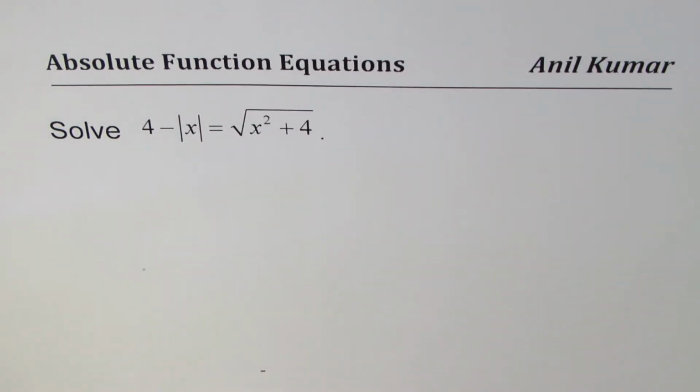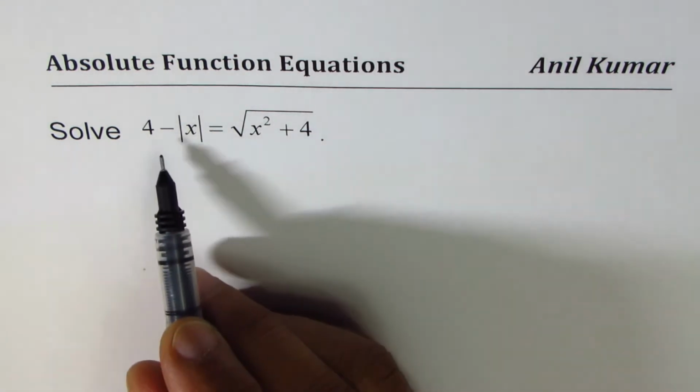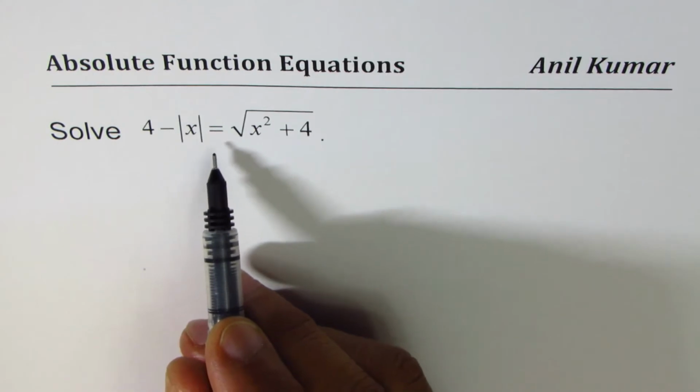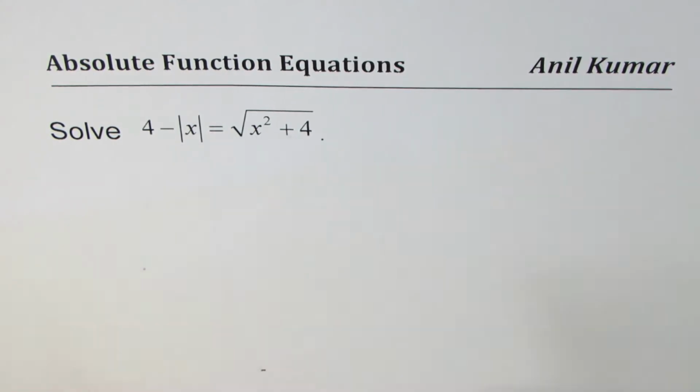I'm Anil Kumar, and in this video, I'll discuss how to solve an equation which involves absolute function. The question here is, solve 4 minus absolute x equals square root of x squared plus 4. You can always pause the video, answer the question, and then look into my suggestions.